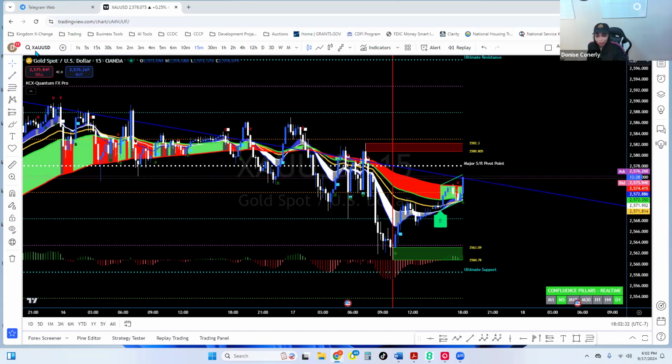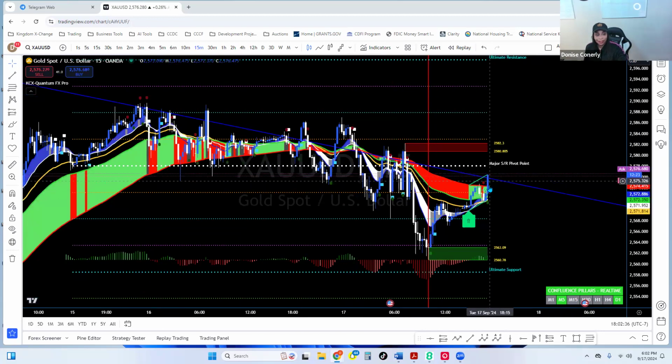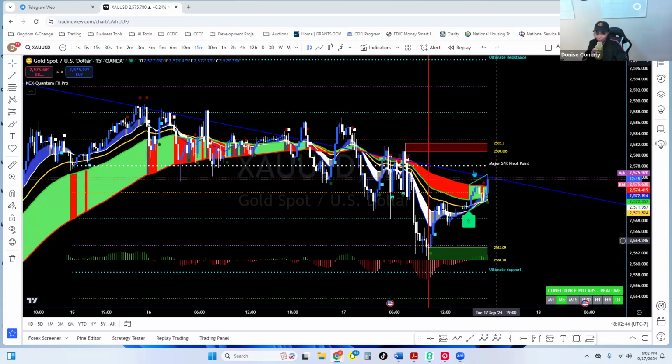I was looking through some of this. It's nice. I was looking at gold because it had a clear path. It was about to cross. So I was looking at gold to trade. It's making its move.